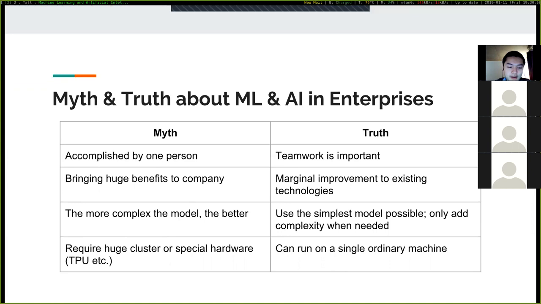And the number four myth is about frameworks like Spark, Hadoop, or even TPUs, those special hardware, thousands of TPUs, specifically designed to do machine learning. But these machines are actually very rarely used in real life. Maybe some companies like Google have that need, but in almost 99% of other companies, you don't really need that.